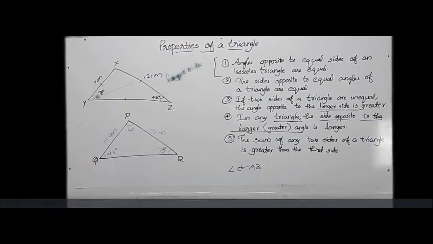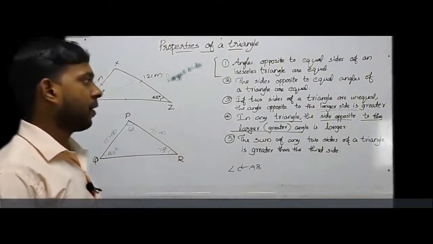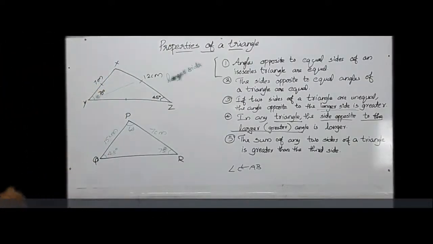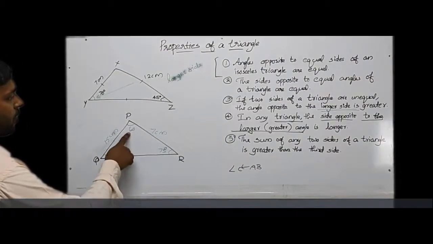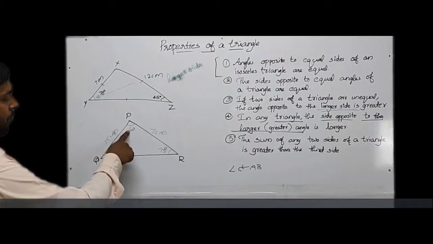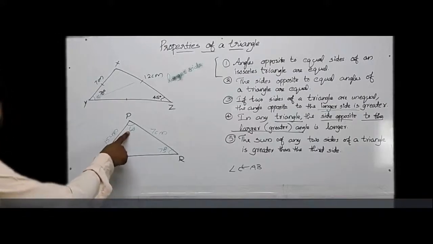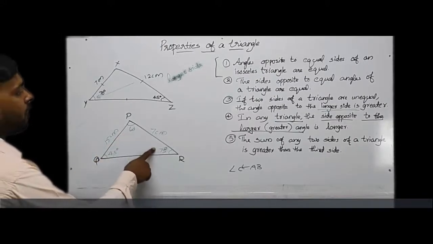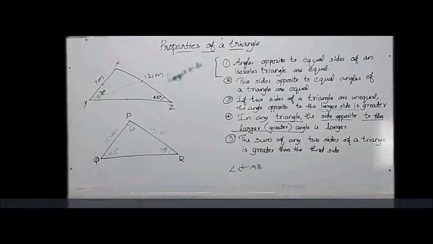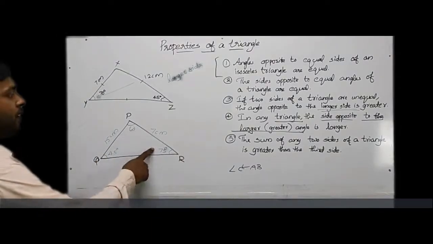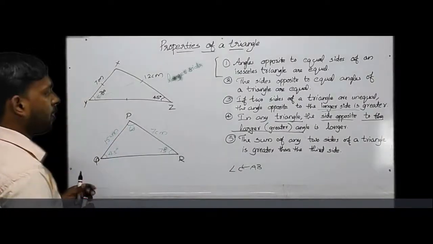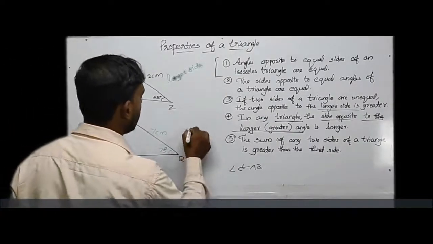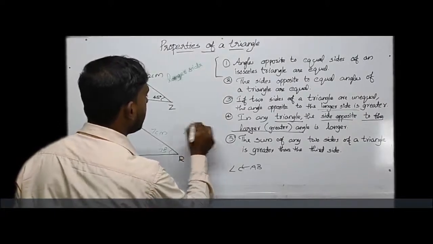Now the property says in any triangle the side opposite to the larger or greater angle is longer. So look at this, out of these three angles, angle P is 60 degree, angle Q is less than P, but angle R is greater than the other two angles given. Angle R is greater than angle P and angle Q. So therefore the greatest angle here is angle R. Angle R is equal to 75 degree.